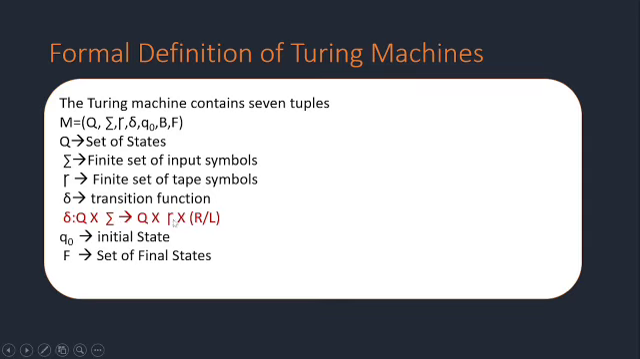That means it will be replaced by a tape symbol, and the last stage is you will be moving the head either in the left or right direction. That's why it has been mentioned as R or L. R is meant for right and L is meant for left. Now Q0 is called the initial state, and F is called the set of final states. Obviously we have learned that we have one accepting state and one rejecting state. There will be more than one final state here.